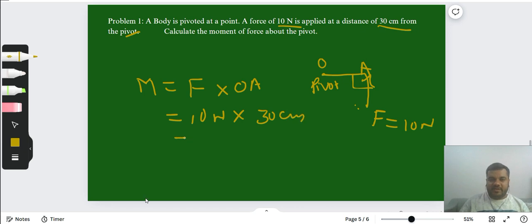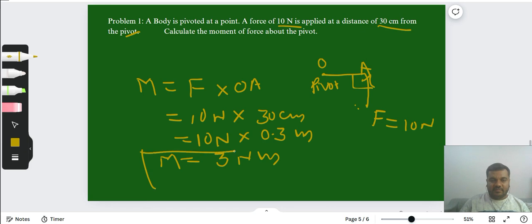Because we are going to the SI unit, you have to convert 30 centimeter into meter. We need the unit Newton meter. So this is 10 Newton multiplied by 0.3 meter. If you calculate this, it comes to 3 Newton meter. This is the moment of force in SI unit, because normally we consider SI units.